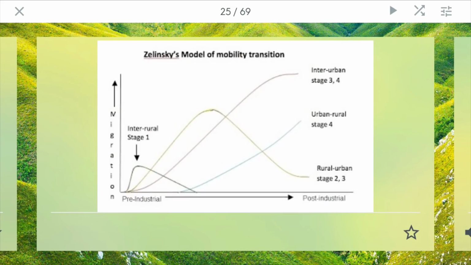Here is another visual of different types of migration from pre-industrial times to post-industrial times, which many countries are going through right now.